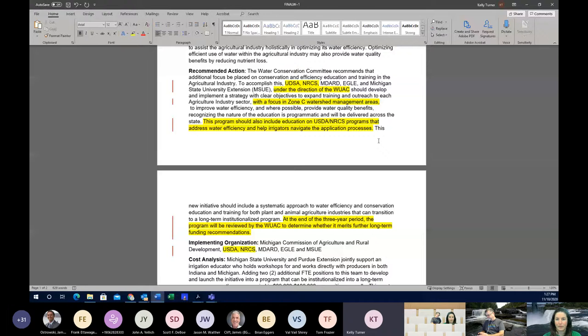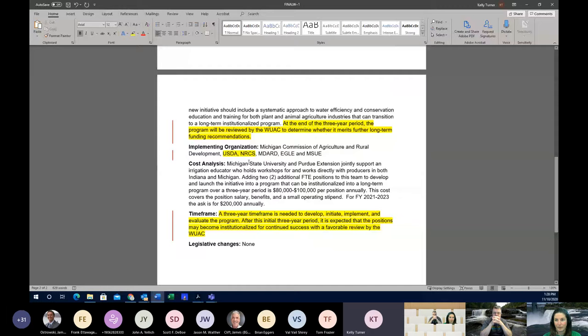We also added in that at the end of this three-year period, the program would be reviewed by the full council to determine whether it merits the long-term funding that we had talked about earlier in the first recommendation. So we modified the language that said it would be turned into a long-term program for continued funding. We really put some parameters around it so that we have the ability to come back and take a look at the metrics and determine whether or not it merits long-term funding.